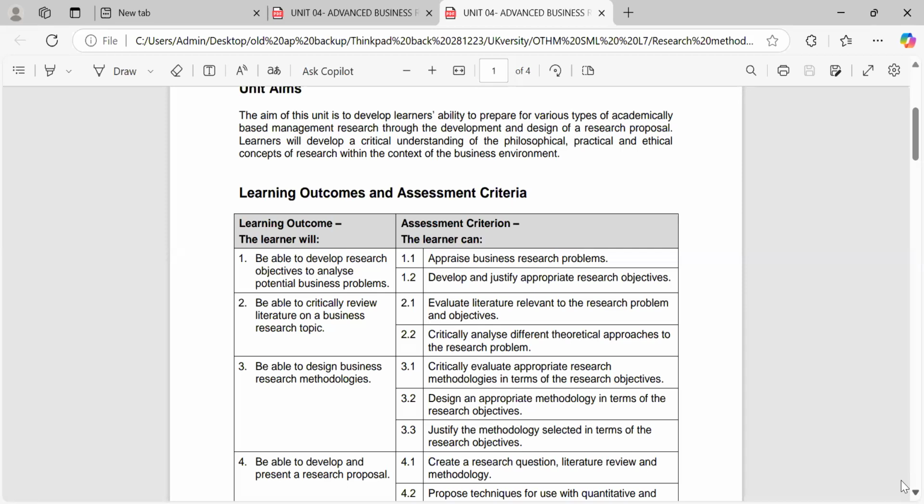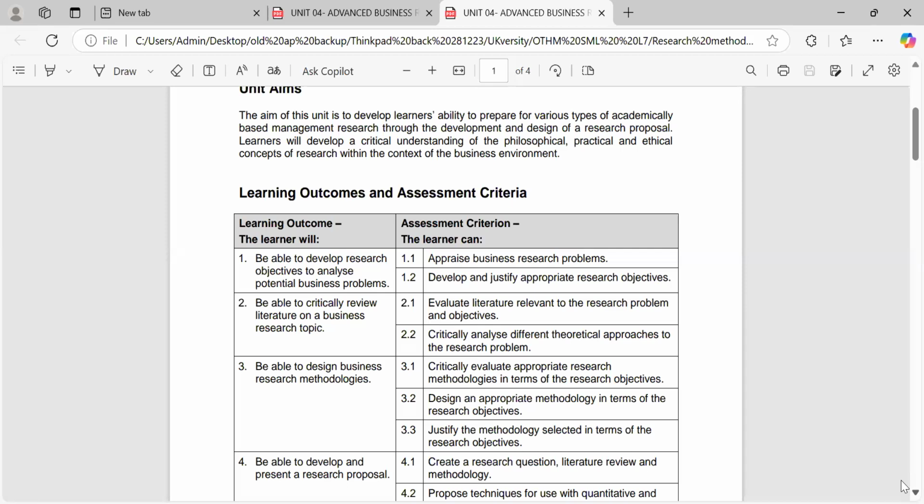Okay, so we have the learning outcome: be able to develop the research objective. When we say objective, we mean the end result, why you want to do this research, what is the problem in the business. Is customer retention the problem? Is employee retention the problem? Is customer satisfaction the key? Customer satisfaction leads to customer loyalty. What about talent management? What can management do?